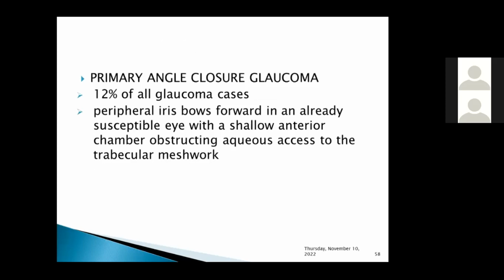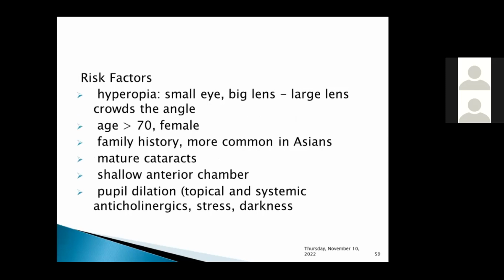The other important thing for you to know is that the prevalence of glaucoma varies around the world. Okay, primary angle closure glaucoma is around 12% of all glaucoma cases. So as I showed you on the picture, the peripheral iris bows forward in an already susceptible eye with a shallow anterior chamber. So usually in the exam they describe a patient for you. I will show you how they describe it.